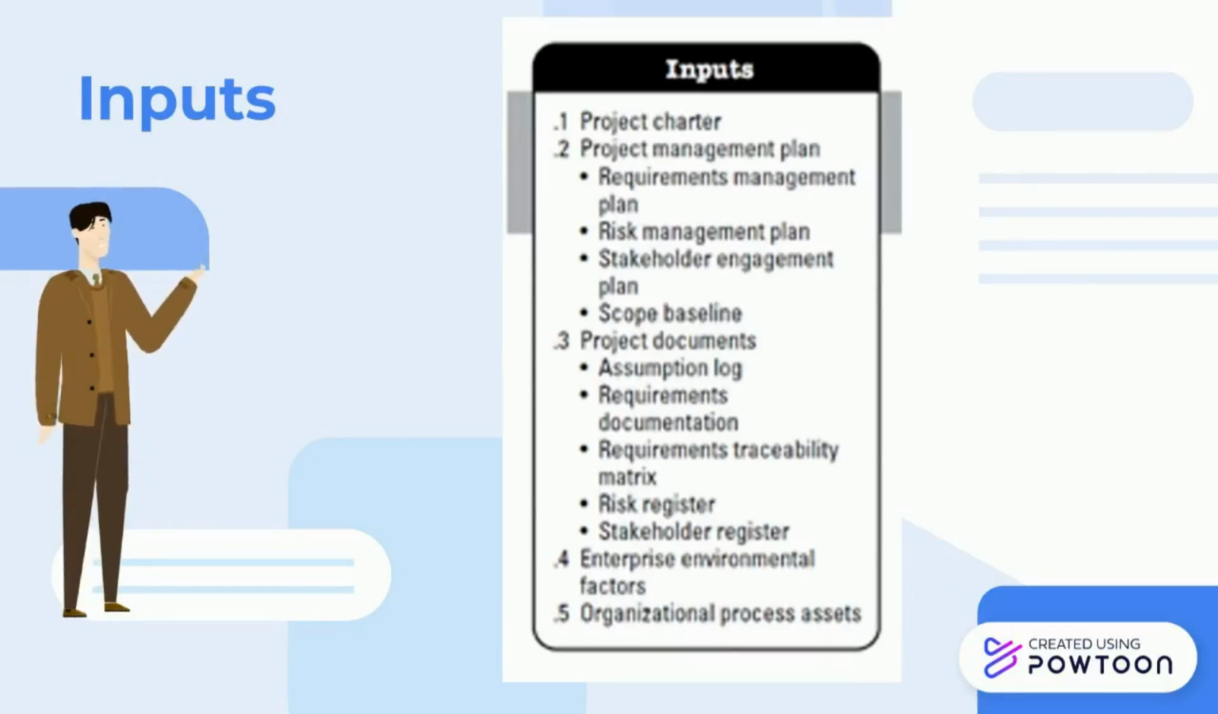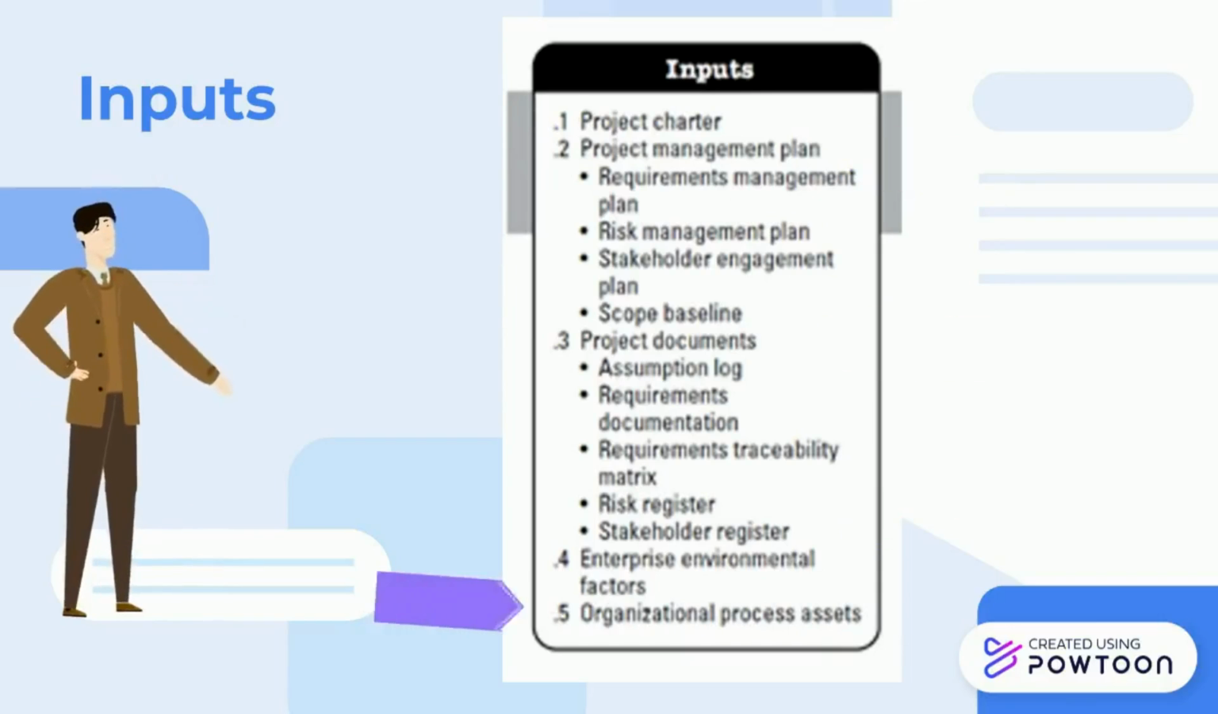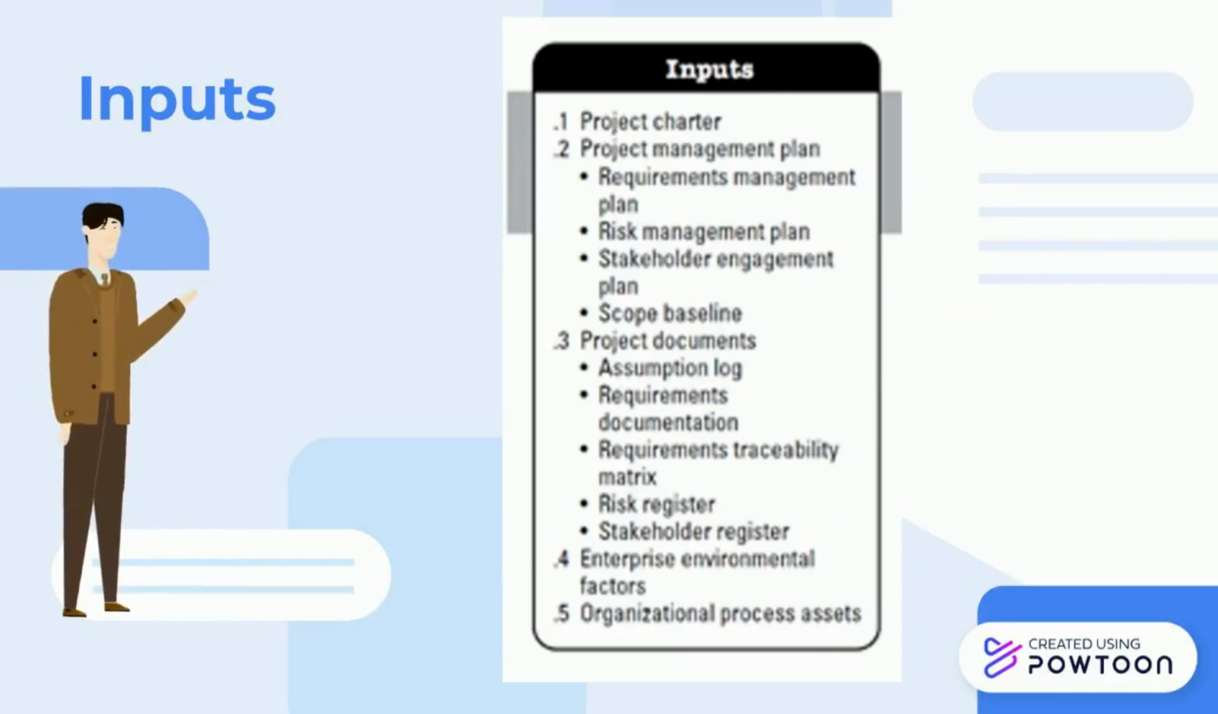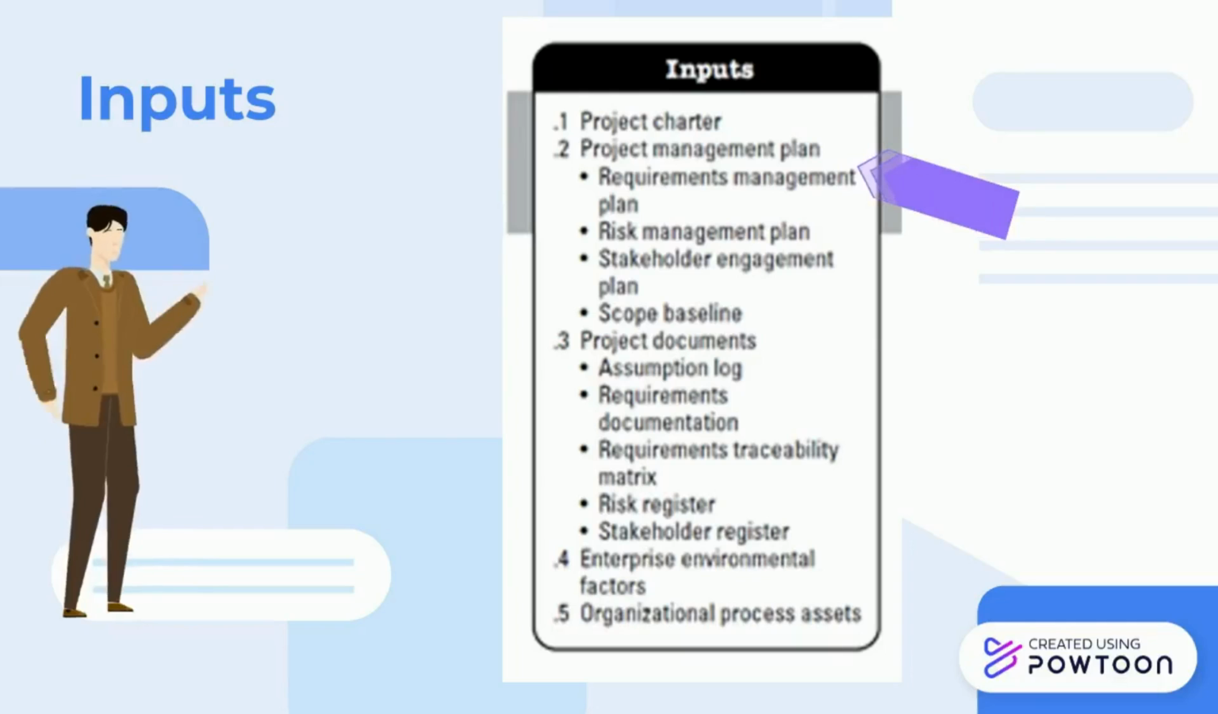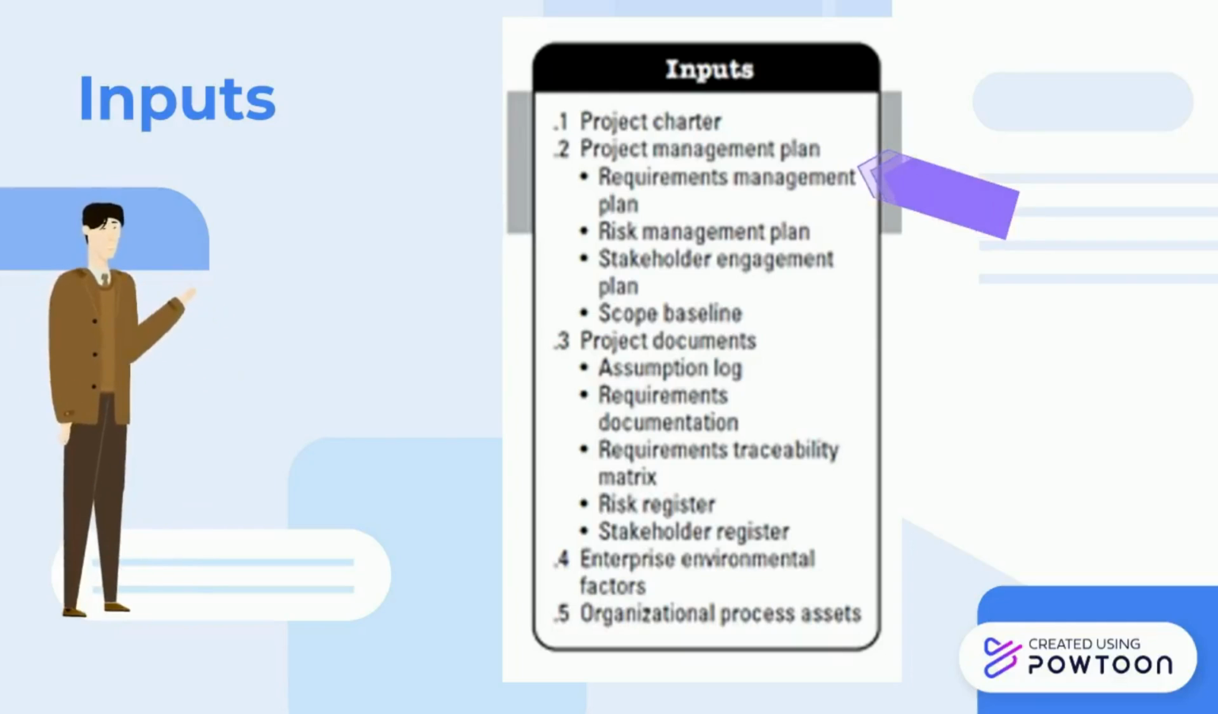The inputs for the plan quality management process are project charter, project management plan, project documents, enterprise environmental factors, and organizational process assets. You may recall that the project management plan details how the work of the project activities will be executed, monitored, controlled, and closed.